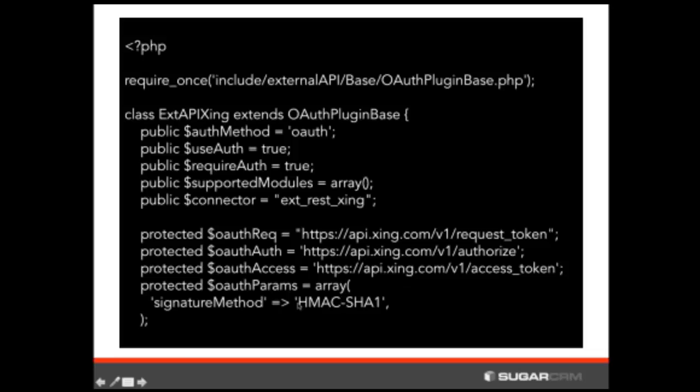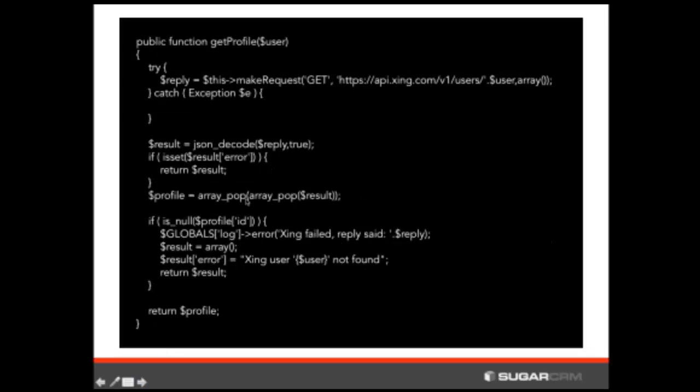And then most OAuth services will support HMAC, SHA-1 signature methods, so you want to also specify that if yours does. If it doesn't, you can specify the method that it does do. And then on the back end here, we have two calls here.